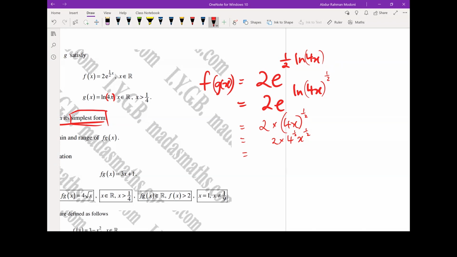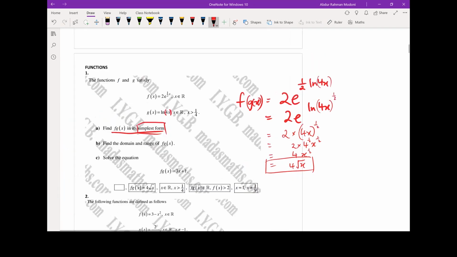4 to the half is essentially square rooting 4, which is 2. So you've got 2 times 2, which is 4. And x to the power of half is the same as root of x. So you end up with 4 root x. And so that's as simplified as you can leave it. You can leave it in that third form, 4 root x. So that's the first part.